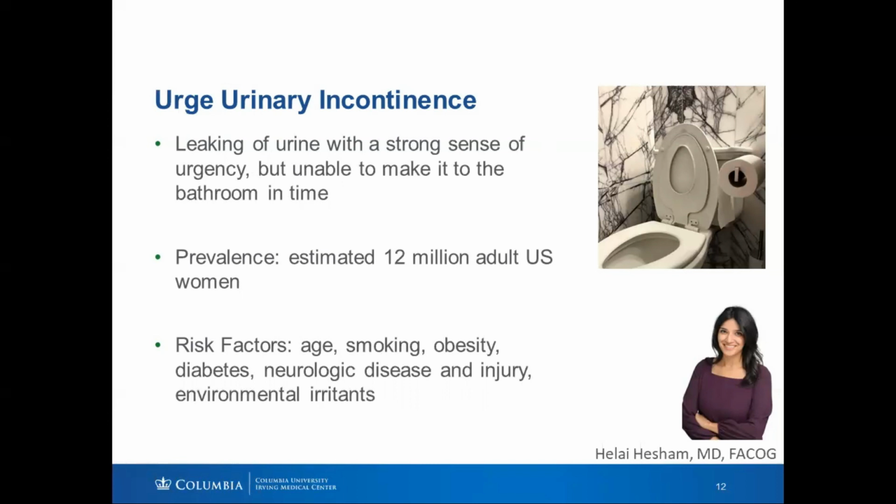Risk factors here include age, smoking, obesity, diabetes, neurologic disease and injury, as well as many bladder irritants. The third type of urinary incontinence is actually a mixed picture. It's a combination of both stress and urge. Many women have a combined picture where they experience both types of incontinence. For these women, we often try to find out which type of incontinence bothers them more and start with our treatment strategies there.